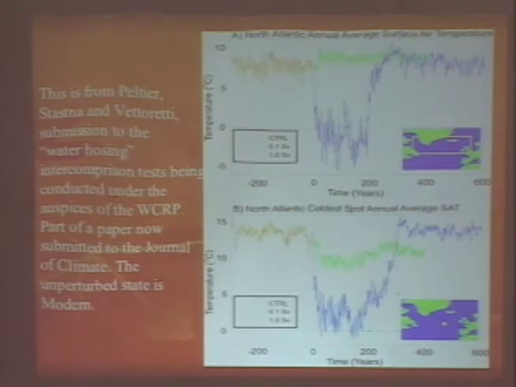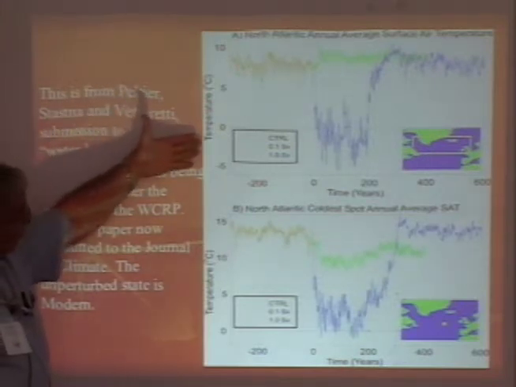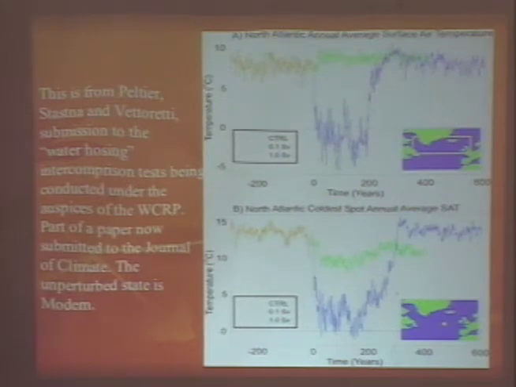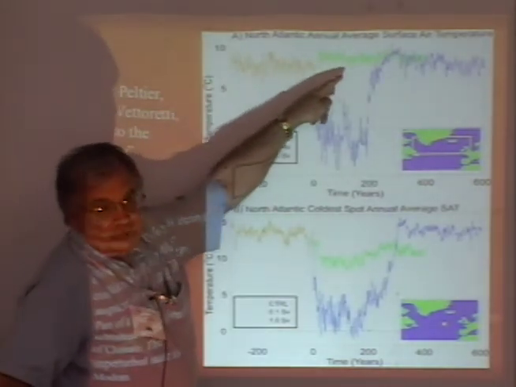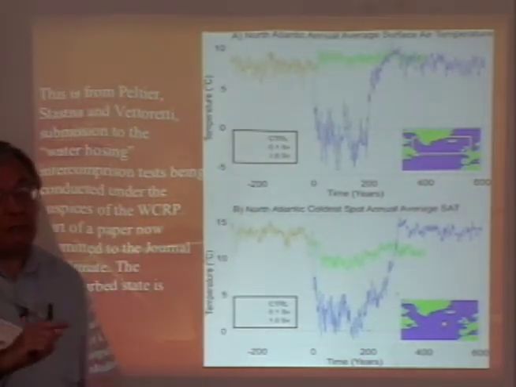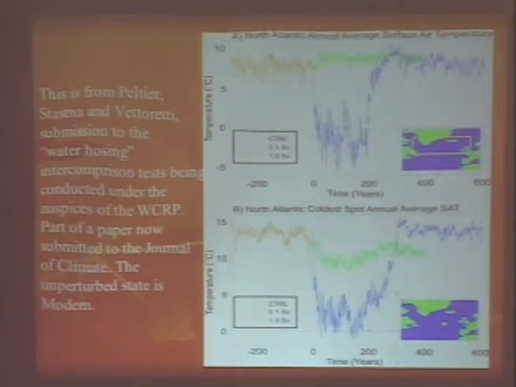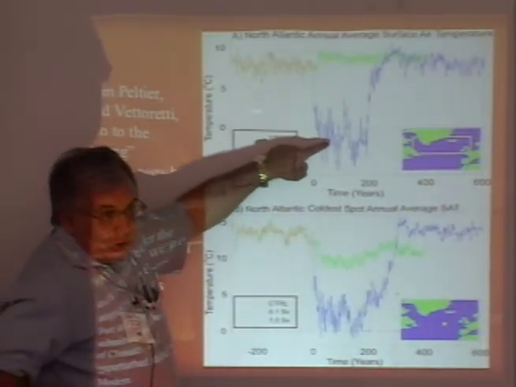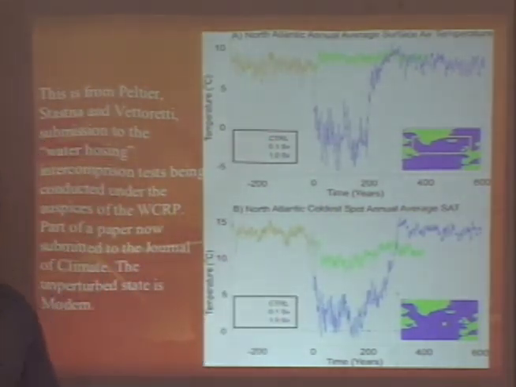So here are results which we've submitted based on the CCSM 1.4 analysis to the CMIP-PMIP water hosing intercomparison. And I'm just showing you a couple of results here. This is for North Atlantic average surface temperature, North Atlantic coldest spot averaged surface atmospheric temperature. At 0.1 sverdrups, we get almost nothing happening, right? And this is discordant somewhat with the CCSM 3.0 results, which show a slight diminution in the strength of the MOC. At one sverdrup, we come very close. We produce maximum cooling, and as I'll show you, the circulation is almost shut down at one sverdrup. Okay. Next, please.